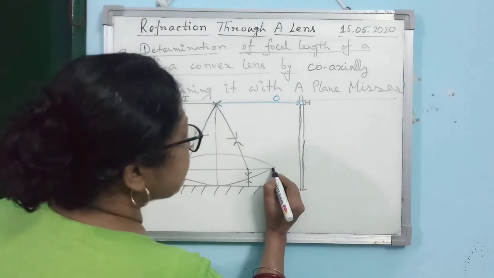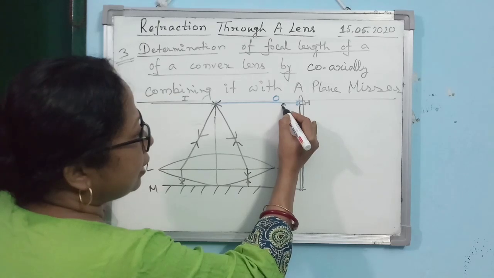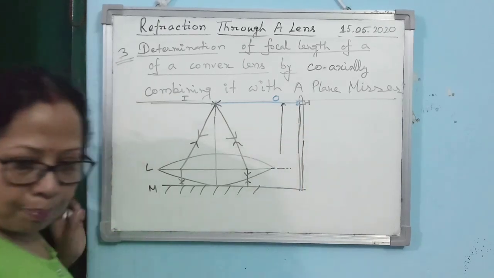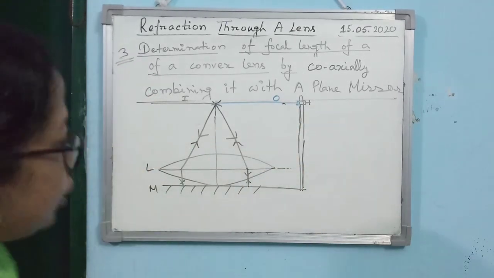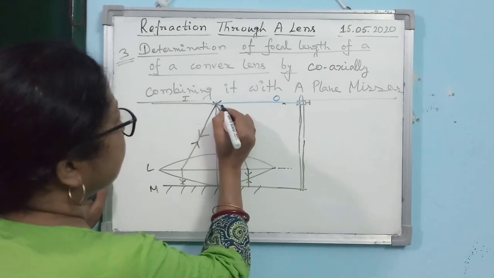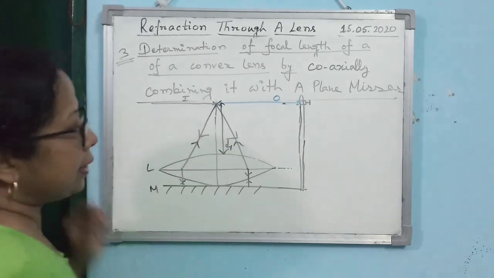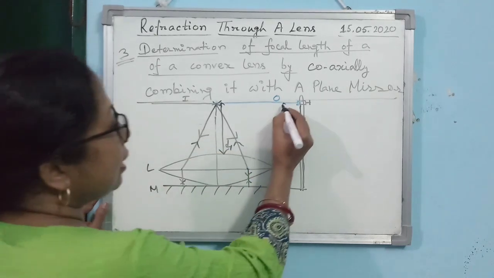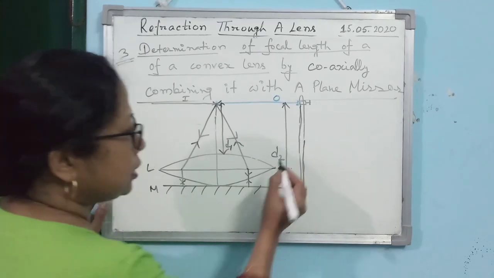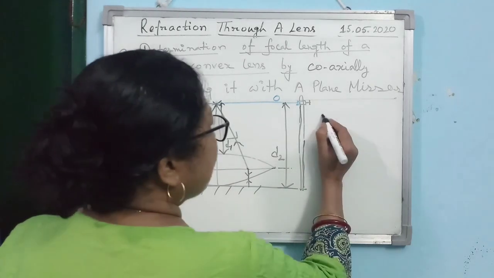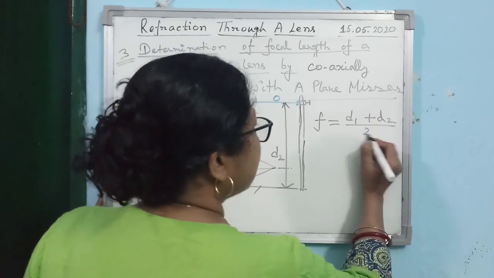Now in this case, how to measure the focal length? First you measure the distance between the object and the upper surface of the lens. I am just showing it. This is the distance you can measure, let it be D1. Then measure the distance between the object and the mirror, let it be D2. Then what will be the focal length of the lens? It will be (D1 plus D2) by 2.